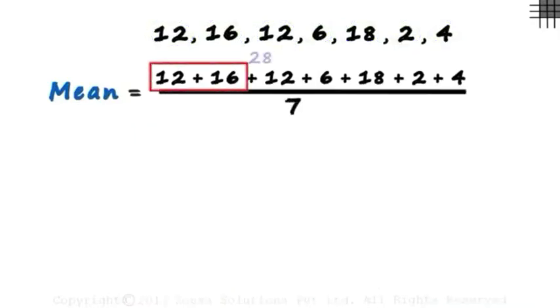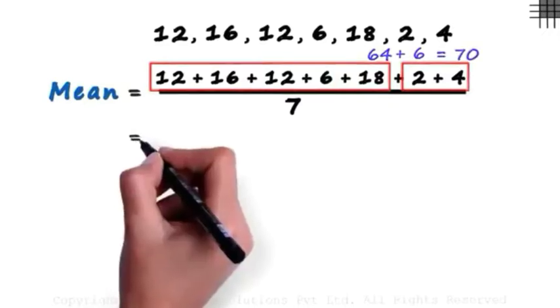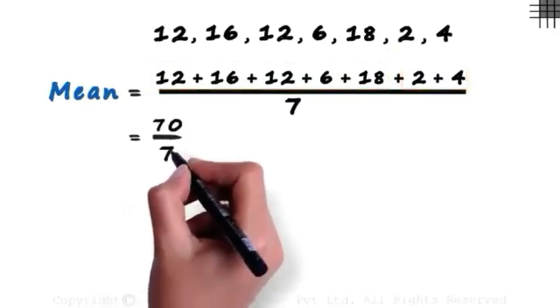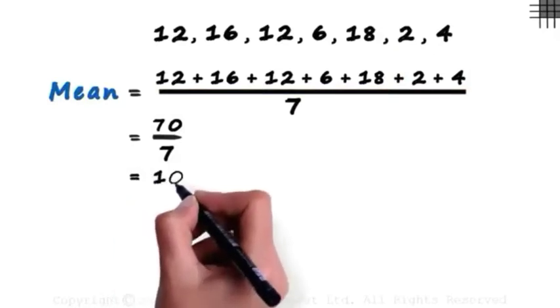12 plus 16 is 28. 28 plus 12 is 40. 40 plus 6 is 46. 46 plus 18 is 64. And 64 plus 6 is 70. So the mean would equal 70 divided by 7. That gives us 10.